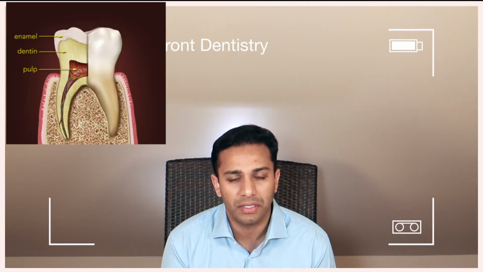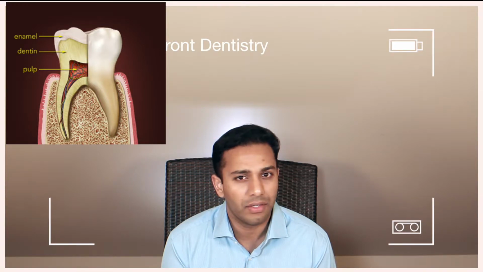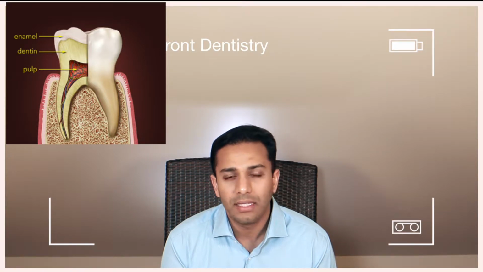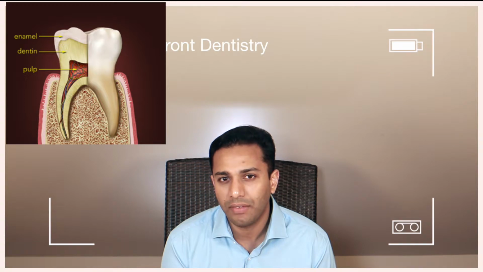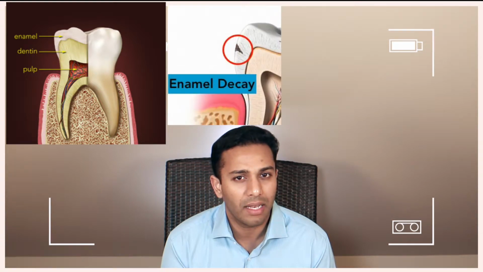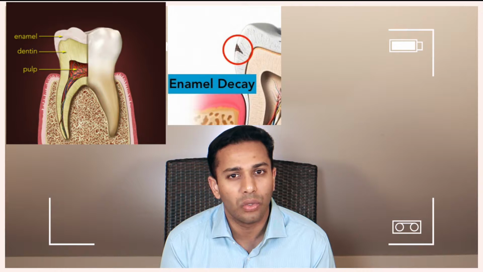A tooth consists of three surfaces. The first is enamel, which is the exterior surface. Enamel is all mineral and there are no nerves inside enamel. This is basically why if you have a baby cavity starting out, you will never feel pain, because it's in a zone that has no nerve endings.